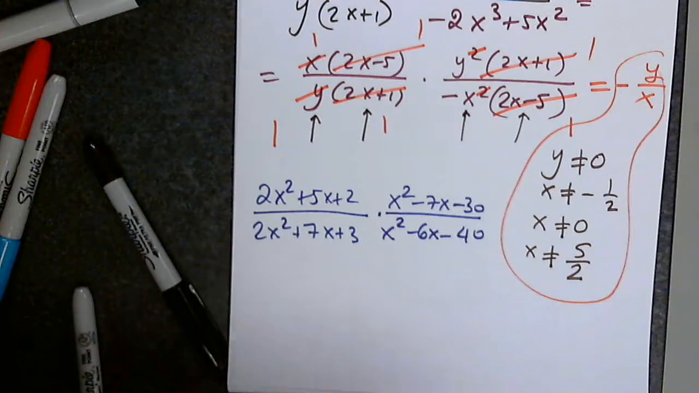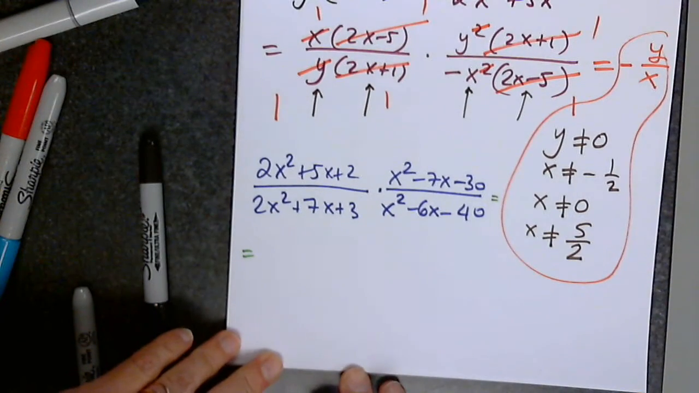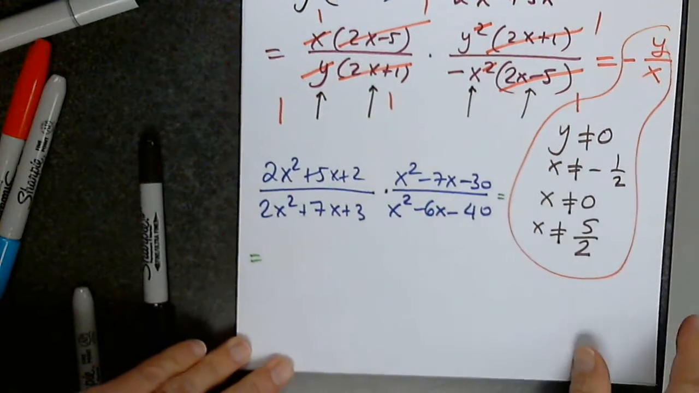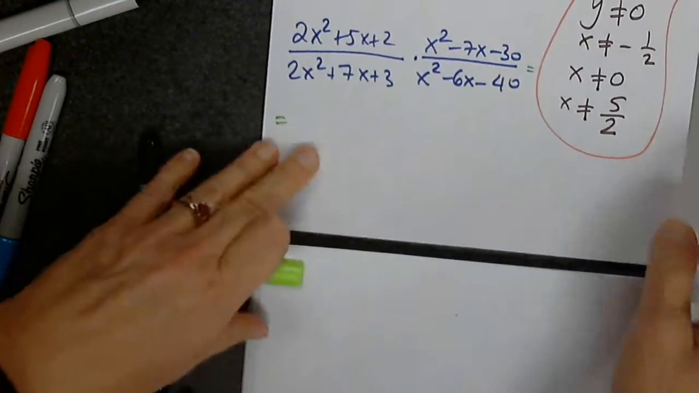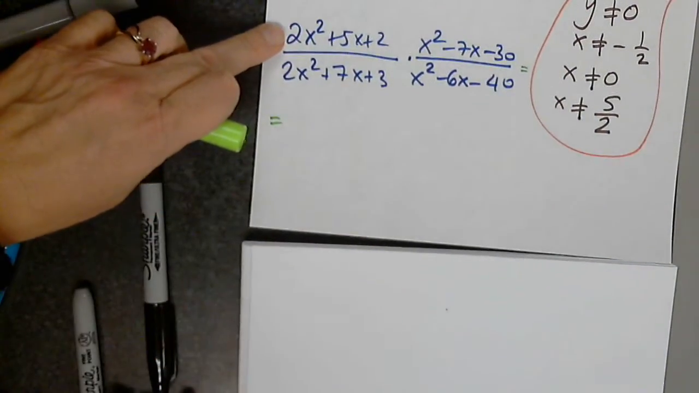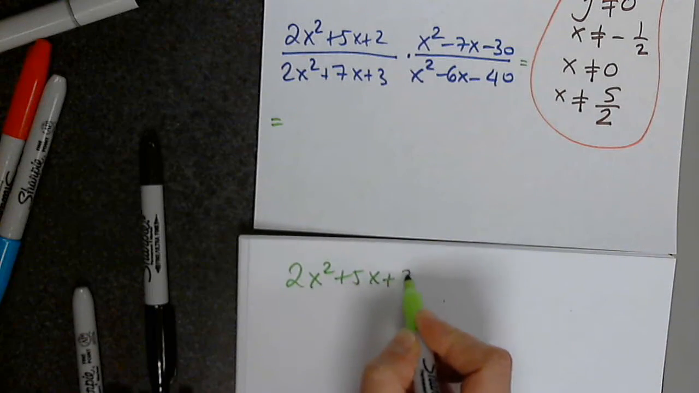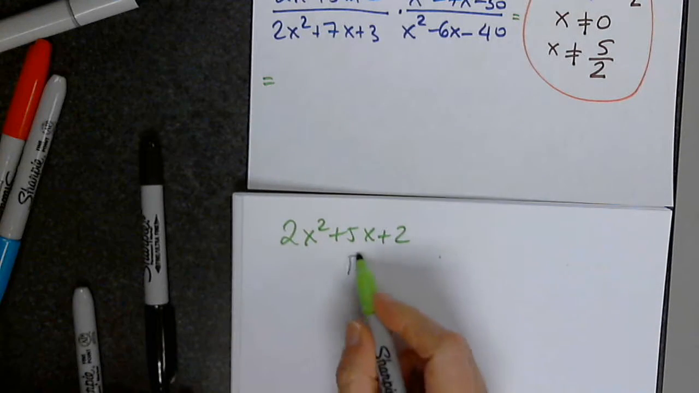Okay, let's start. So let's take the first one aside. I'm gonna just move to the next piece of paper, and we're gonna factor this. So we have 2x squared plus 5x plus 2. Descending order, no greatest common factor, no negative leading coefficient, no special product, and 1 is not the leading coefficient.